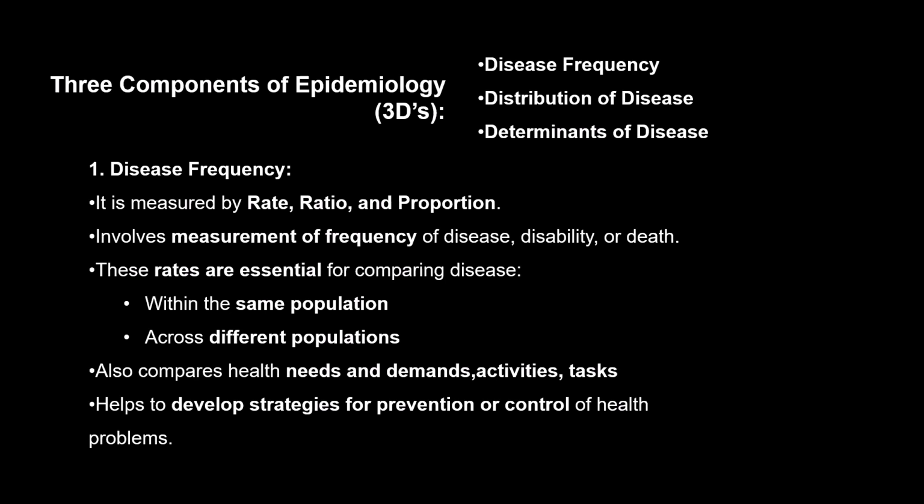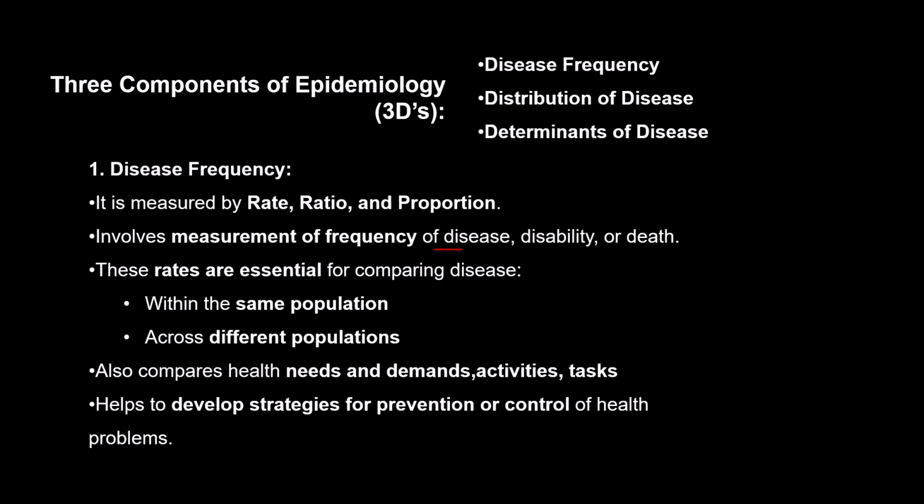Now we are coming to the three major components of epidemiology, also known as the 3Ds: disease frequency, which means how many people are affected, distribution of diseases, and determinants of disease. Disease frequency means how we measure using rates, ratios, and proportions. What are we going to measure? Disease, disability, everything, right?